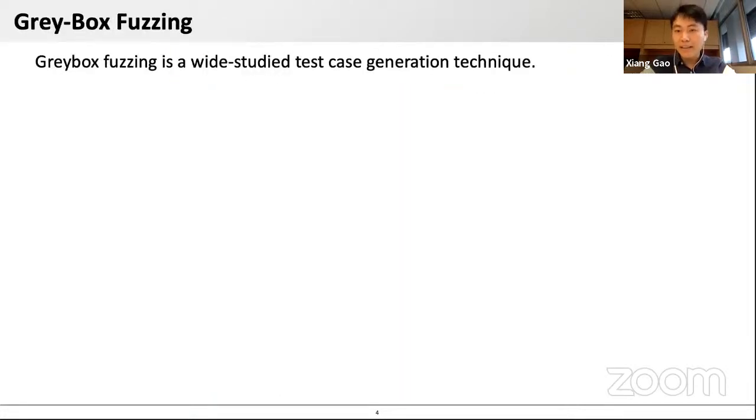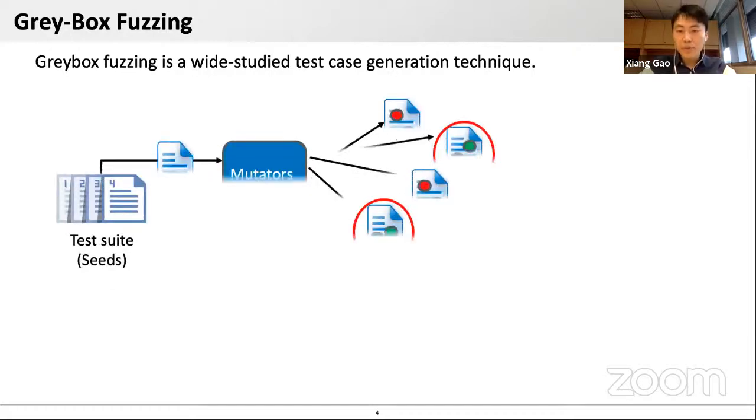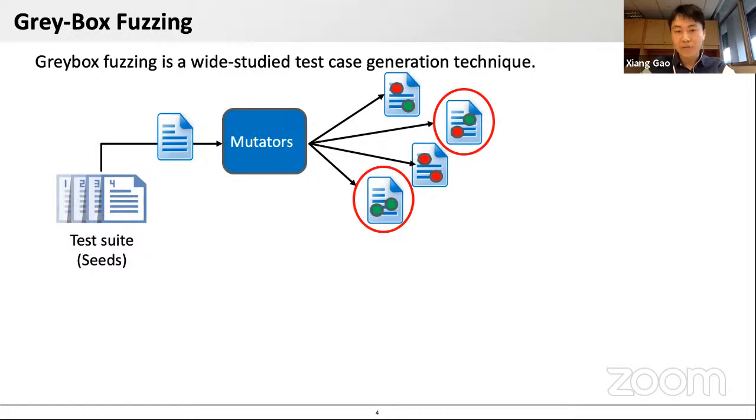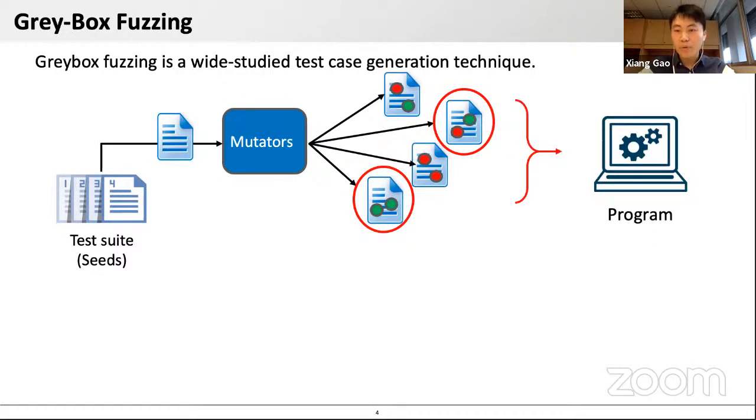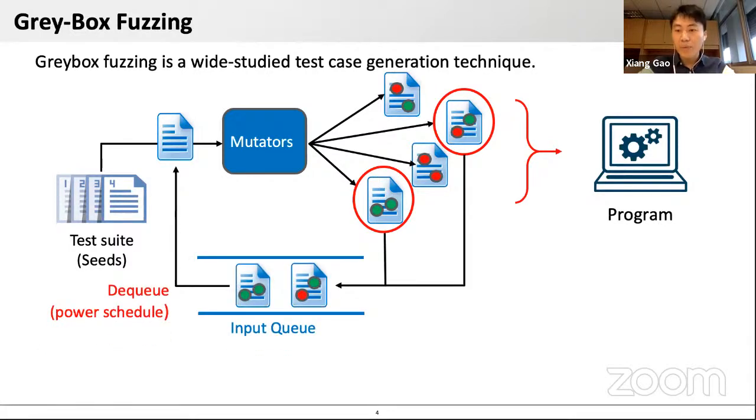Before going into the technical detail, let me first give some background of fuzzing. Gray box fuzzing is a widely used test case generation technique. Typically, given some seed input, you mutate the seed input and generate a set of mutations, and then you test your program on the mutations and retain the interesting ones that can improve coverage. Based on that, you put the interesting tests as new seeds, and this process continues with the goal of achieving higher code coverage.